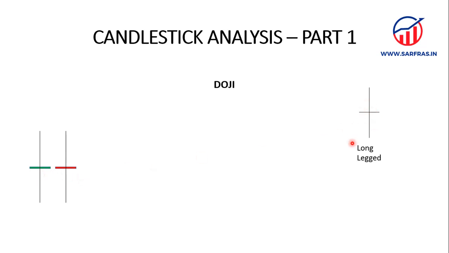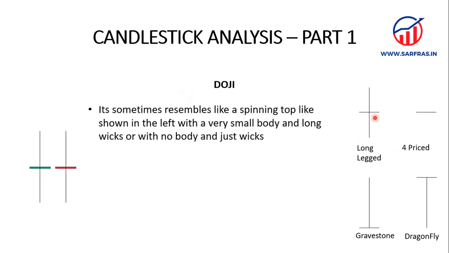Like this is one of the dojis. This is called a long leg doji. What you can see are just plain wicks. You can see it's like a cross over here. Then the next is a four price doji. What it means is that the open, the close, the low, high, all four has formed at one single place. Then you have a gravestone doji. This looks like a gravestone tomb, hence the name. And this is the opposite, the dragonfly. So the major four kinds of dojis are shown over here.